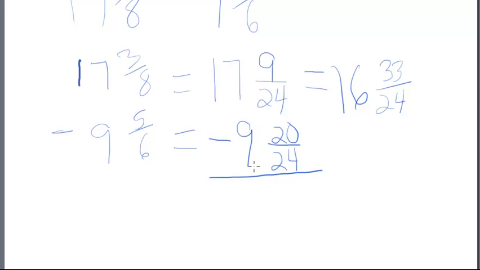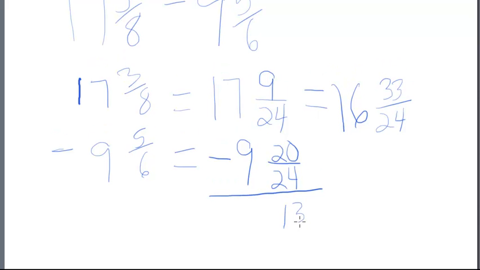Now we can finish off our subtraction because I can take 20 24ths from 33 24ths. So 33 take away 20 is 13. That's 13 24ths, and finally I can subtract my whole numbers. 16 minus 9 is 7. So my final answer is 7 and 13/24.